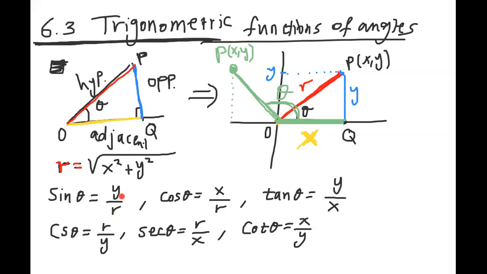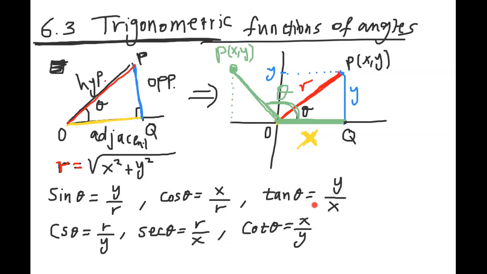That means Y is positive in the second quadrant, and R is positive, so the sine is positive. Sorry, the sine is positive because Y is positive for the second quadrant. By using this point, Y is positive and R is always positive, so the sine is positive. The cosine is X over R. X in the second quadrant is negative and R is always positive, so the cosine is negative.